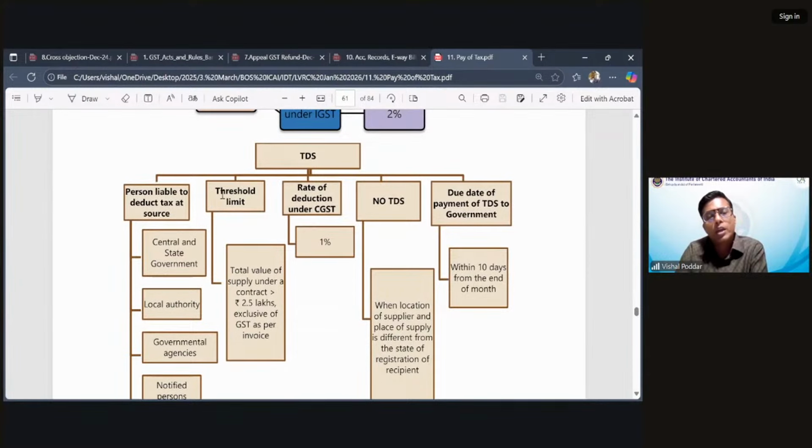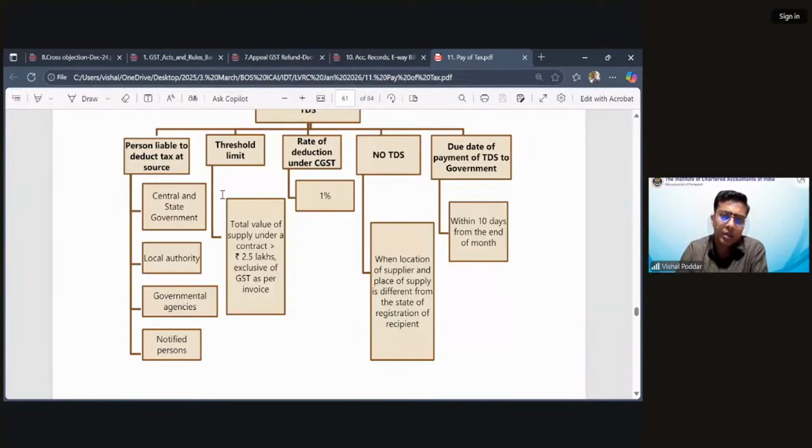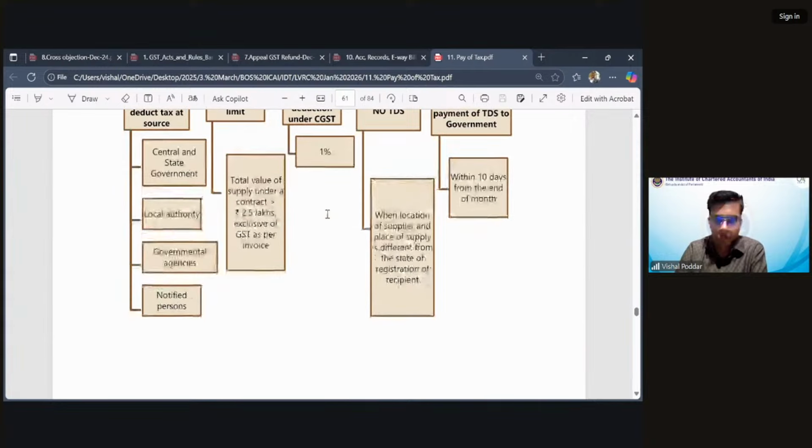Now, when they are required to do TDS, if you have crossed the threshold, that is, the transactions or the contract which you have entered into with government exceeds the threshold. What is the threshold? Total value of supply under a contract exceeds 2.5 lakhs, and this is excluding the GST portion. In simple words, if my supply value in aggregate is above 2.5 lakhs, the government will be deducting TDS while making payment of that supply. What is the rate of TDS? Under CGST and SGST, it is 1% each, so in total it is 2%.